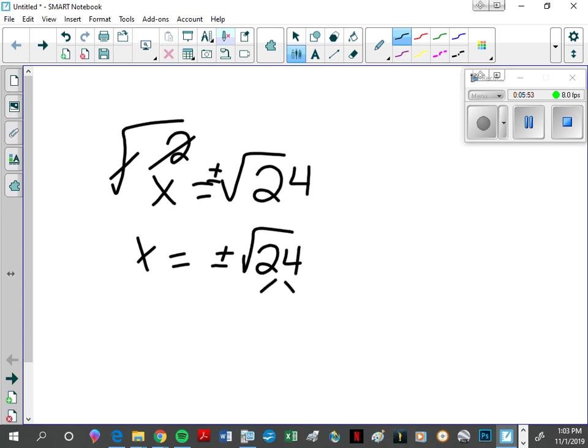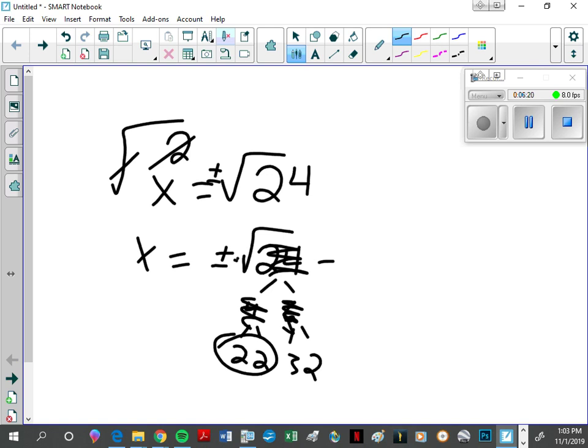I factor it out, 4 and 6, 2 and 2, 3 and 2. And I ignore everything that factored, so those don't apply. And I look for pairs. Here is a pair. For every pair, what do I do? I bring one out. So now there is a 2 in front of the square root. So plus or minus 2, square root of, what's left? 3 times 2 is 6.